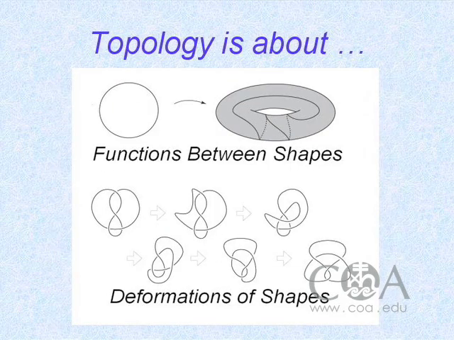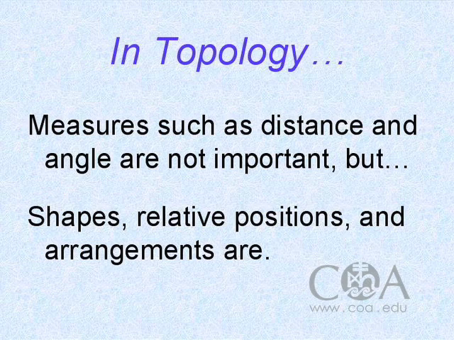Functions between shapes. We can take a circle here and map it into the torus, winding it around like that. Deformations of shapes. Here's a knot that through this sequence of pictures we're deforming to another knot. You can see that we're pulling this piece over and then twisting it up and straightening it out to that. But this, if you fill in the gaps, is a continuous deformation from this knot to that knot there. So deformations of shapes are also of interest in topology.